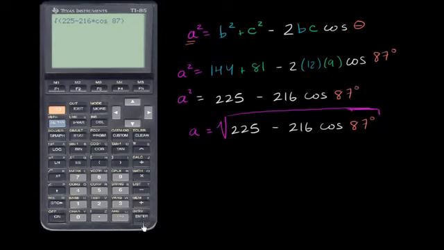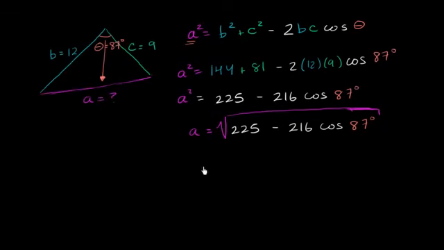And we deserve a drum roll now. This is going to be 14.618. If we wanted to round to the nearest tenth just to get an approximation, it would be approximately 14.6. So a is approximately equal to 14.6, whatever units we're using.